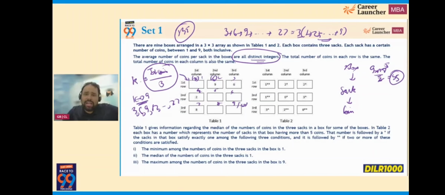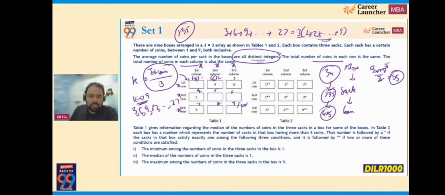Now the next is, the total number of coins in each row is the same, and the total number of coins in each column is the same. Now, if the total number of coins in this set is 3x, then each row is x, x, x, and each column is x, x, x. Now I know that the total number of coins in this entire set is 135. So what is x? 3x is 135, x is 45.